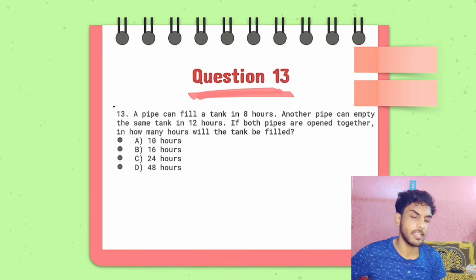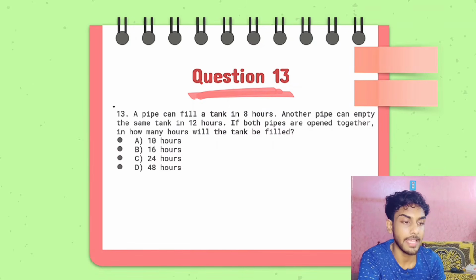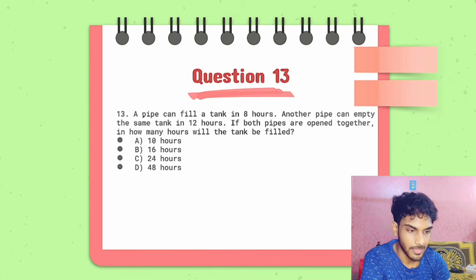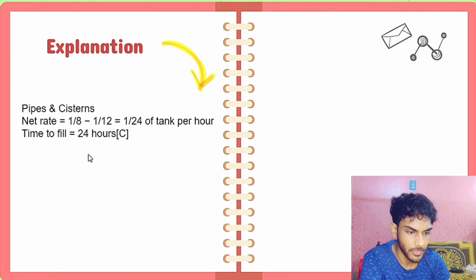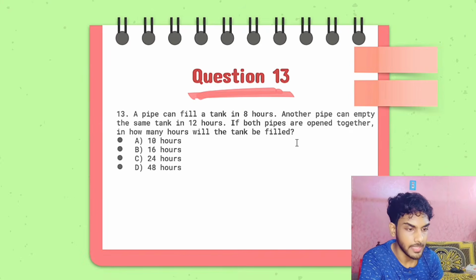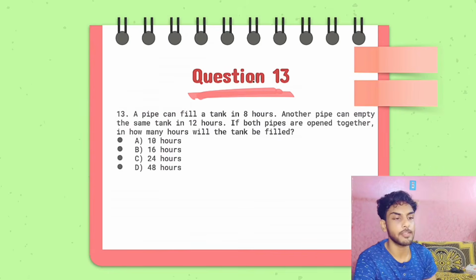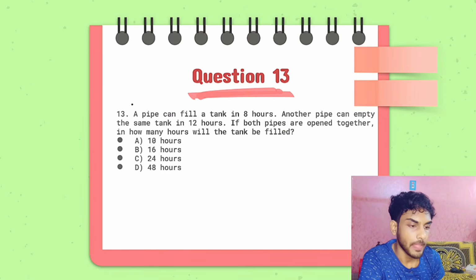This is a different chapter, of course. But the concept is exactly like time and work. When this type of situation happens, it's exactly like time and work. Check out this explanation over here. Net rate is 1 by 8 minus 1 by 12. Why? See, this is the main difference between time and work and pipes and cisterns.